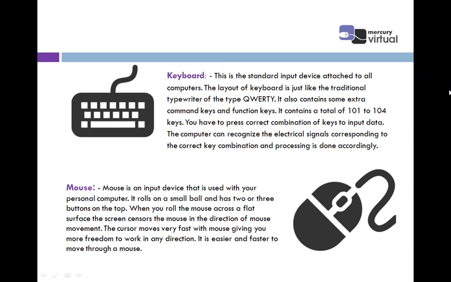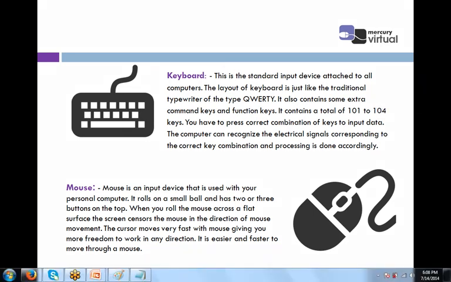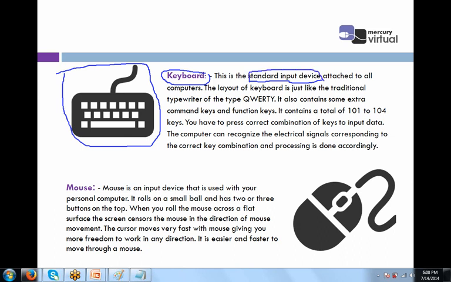First input device is your keyboard. As with the help of a figure you can see, this is the keyboard, right? So keyboard is the standard input device, means this is the basic necessary thing of a computer. Without keyboard you cannot type. So this is the standard input device that is attached to all the computers. The layout of keyboard is just like the traditional typewriter. Typewriter is a traditional term.